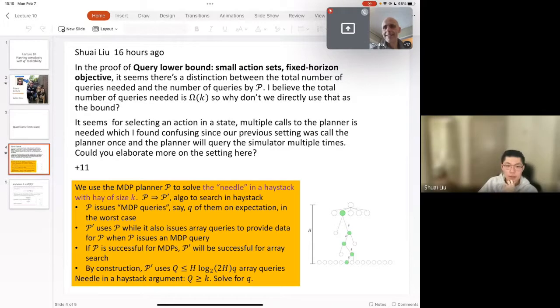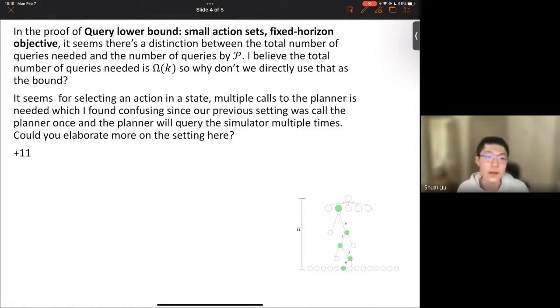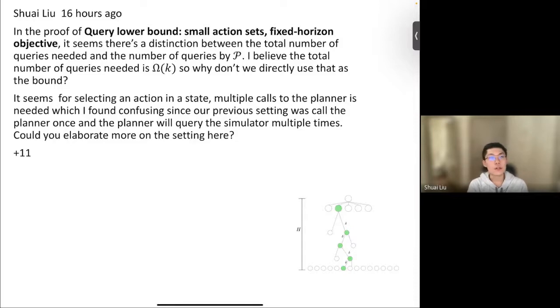Yeah, in this proof, from the high probability needle in the haystack theorem, we know that the total number of queries to find the only path that returns the delta optimal policy is omega k. But the proof seems to divide the queries into different calls, and we only consider the queries of a single call. This is different from our previous setting in lecture 6, where we only call the planner once, and the planner interacts with the simulator, does the queries, and then returns a single action. So I'm kind of confused about the setting here.